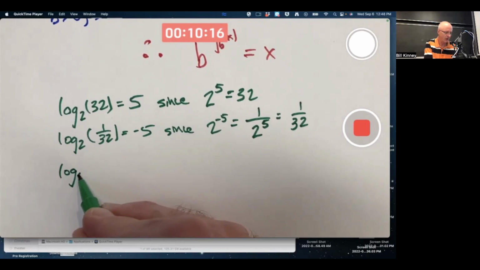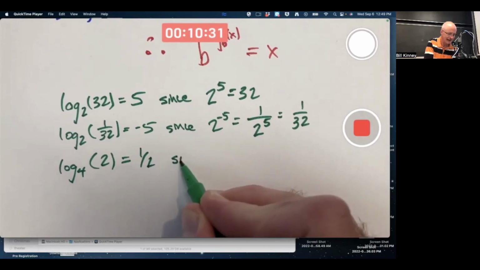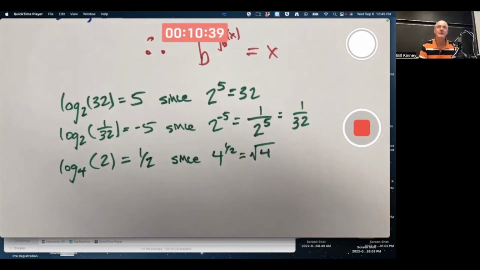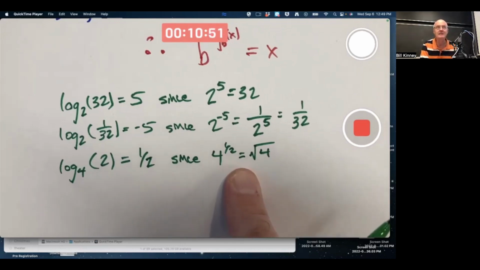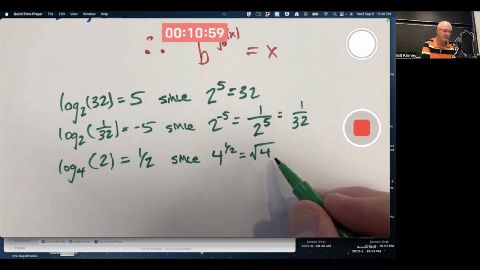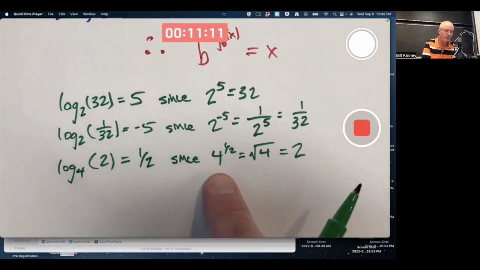Log base 4 of 2. This is a little trickier. What number must 4 be raised to get 2? Is that possible? 1/2. Yes. Since 4 to the 1/2 power, by definition, is the square root of 4. That's what 1/2 power means. Why? Because it makes laws of exponents consistent. It's a good idea. It's really a definition. It's nothing to prove there. It's a definition of what 1/2 power means. Square root of 4, the square root symbol means positive square root. It's the positive number whose square is 4, which is 2. 1 half is the power, the unique exponent, to which 4 must be raised to get 2.